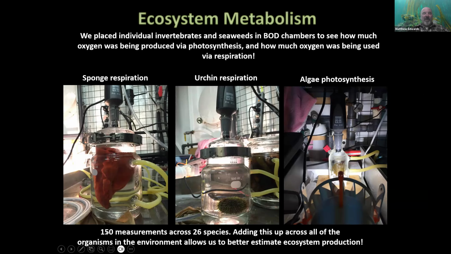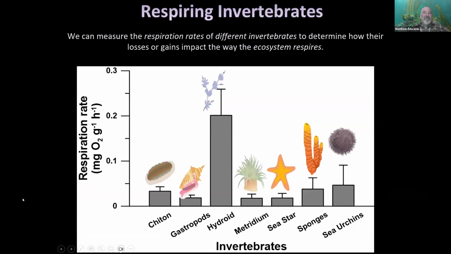We did this with 150 measurements across 26 species. The idea is to add these all up across all the organisms in the environment. If you put these together and model it back, you can begin to understand how ecosystem function was lost, where primary production was lost, and where respiration was lost. Looking at just respiration rate, we can see chitons, gastropods, hydroids, metridium, the white anemone, sea stars, sponges, urchins. We can get estimates of how the loss and changes of each of these contributed to respiration rates, and you can see they all did. When you start losing them and urchins increase, respiration increases, right?